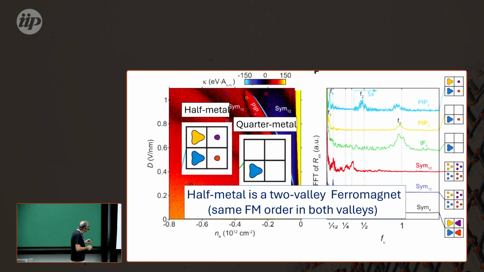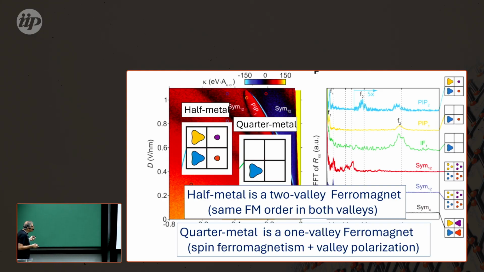And there are now magnetometry measurements, there are calculations in the presence of trigonal warping that seem to indicate that the half metal state, at least in some substantial range of dopings and displacement field, is a ferromagnetic state. So it's a magnetic order that splits Fermi surfaces with spin up and spin down and produces a half metal. And of course, quarter metal in this regard is a state in which you have both valley polarization and spin order.